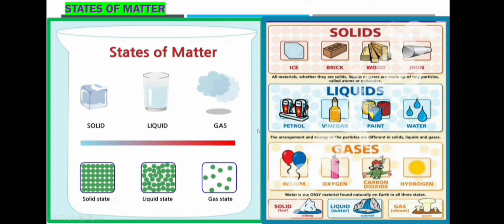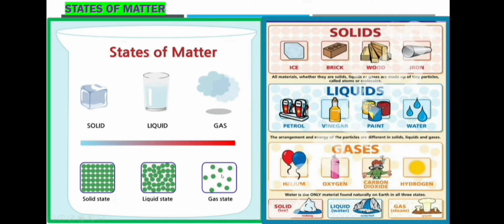In liquid state, the matter does not have a definite shape, but it occupies a definite amount of space. In this state, the molecules do not lie very closely to each other like in solid. As you can see, there are some spaces in between these molecules, and these molecules are able to slide past each other. Examples of liquids are petrol, vinegar, paint, water, etc.